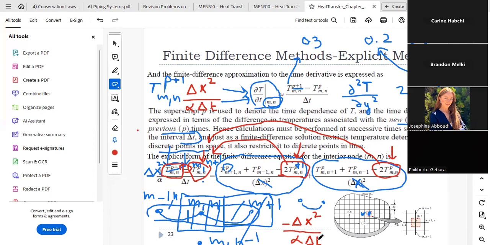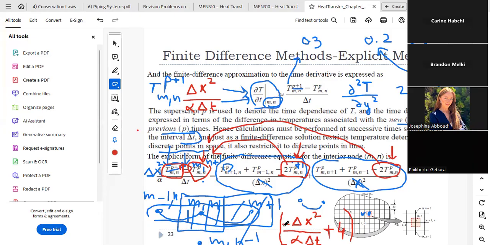Okay. And I have here minus, so it will be plus 2. And plus 2 again, so plus 4. So I can say that the coefficient of TP m n is equal to minus delta x squared over alpha delta t plus 4.